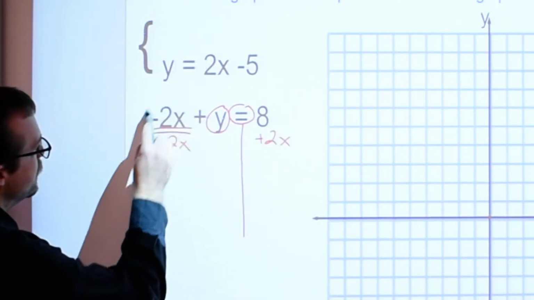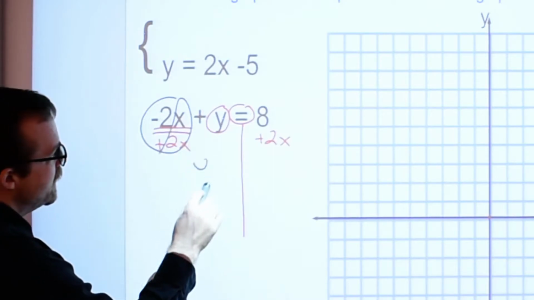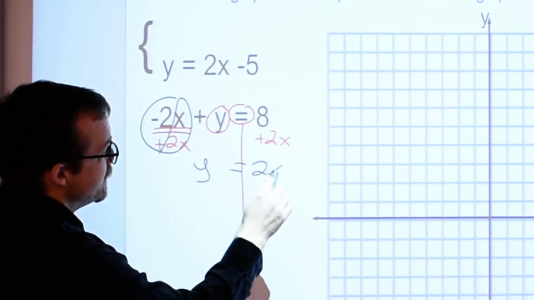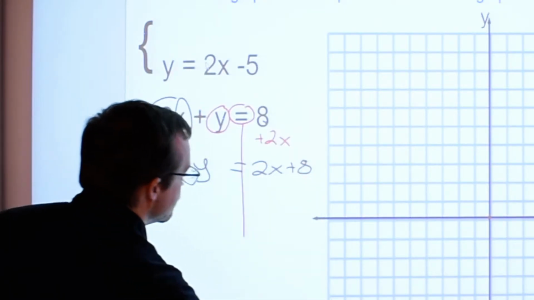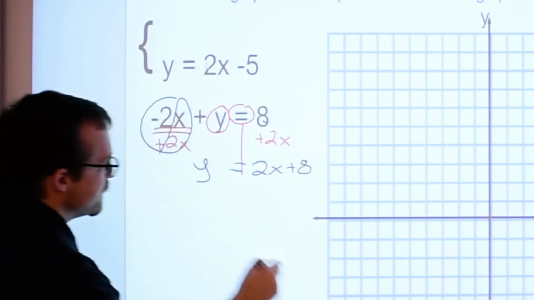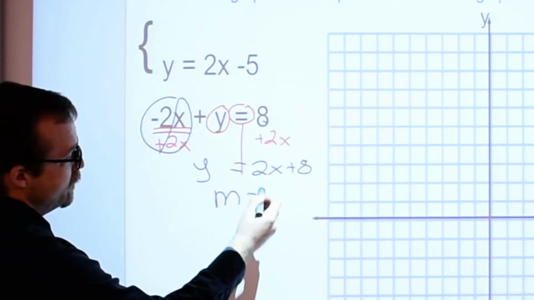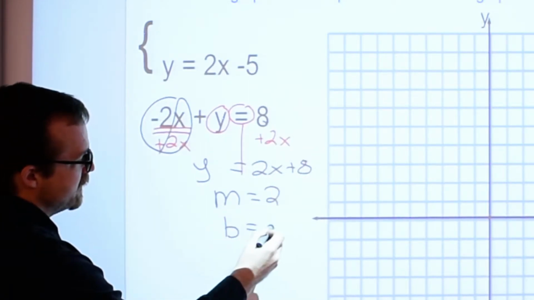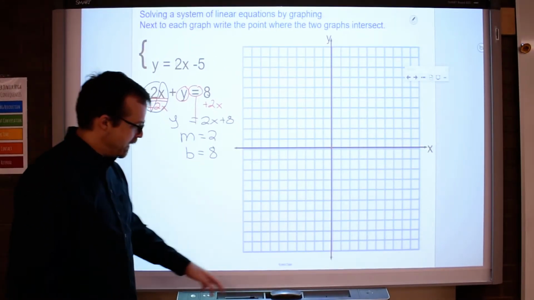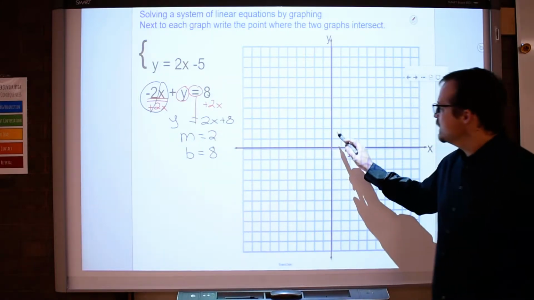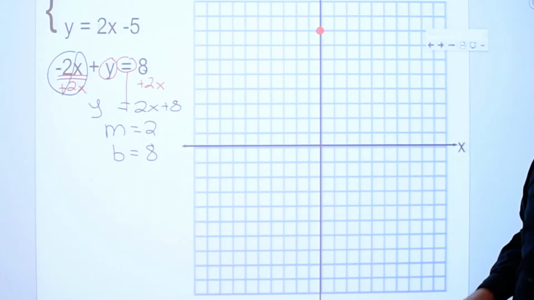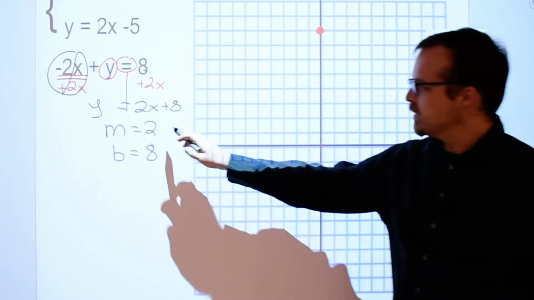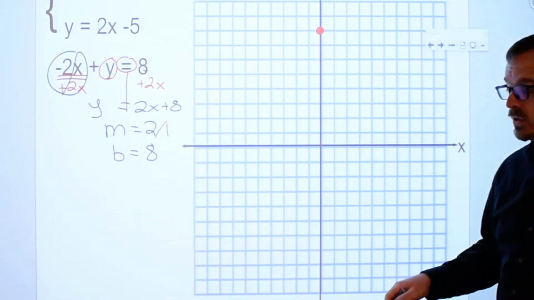And that's going to leave me with, that's 0. y equals a positive 2x, and that's a positive 8, so I'm going to write plus 8. And that's nice. It was nice and easy. So we have the slope of 2 and a y-intercept of 8. Let's graph that. The y-intercept of 8 is right here. Our slope is a positive 2, so remember it's over 1, so we have a rise 2 and a run 1.